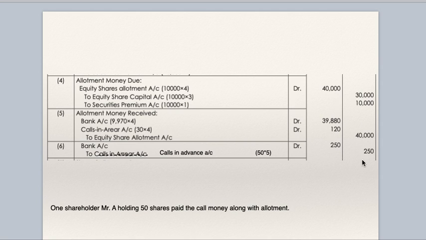Bank account debit to calls in advance. One person having 50 shares has paid first and final call money with allotment. So bank account debit to calls in advance 50 into 5, 250. Calls in arrears is wrong. It should be calls in advance. One Mr. A holding 50 shares paid call money along with allotment. So this is calls in advance.